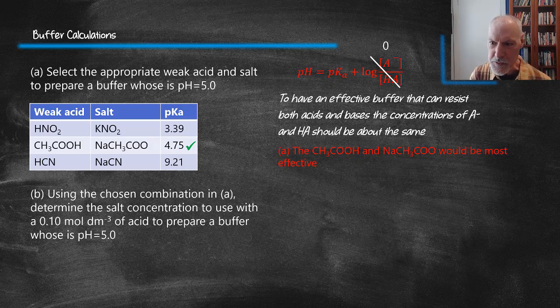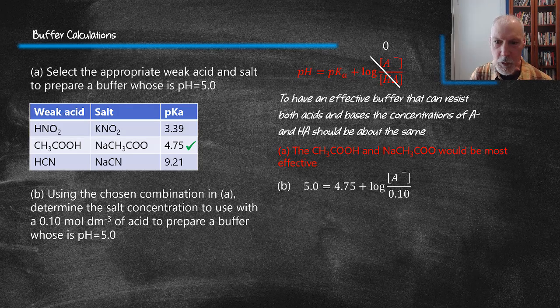Let's look at a further question. Using this chosen combination that we have in part A, determine the salt concentration required to use with a 0.1 molar solution of the acid to prepare a buffer whose pH is 5. Let's begin by taking the equation that we have above and substituting in the values we know. Our target pH is 5, pKa is 4.75 from the table, plus the log of our conjugate base over 0.1, the concentration of our acid.